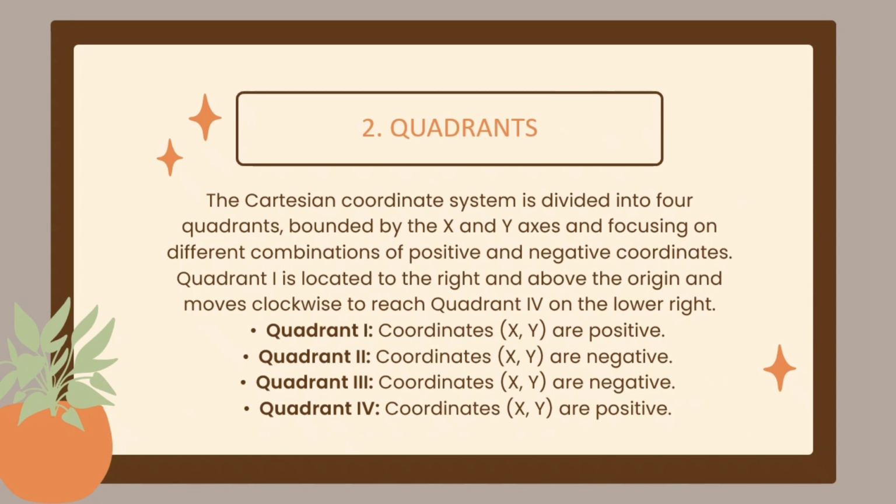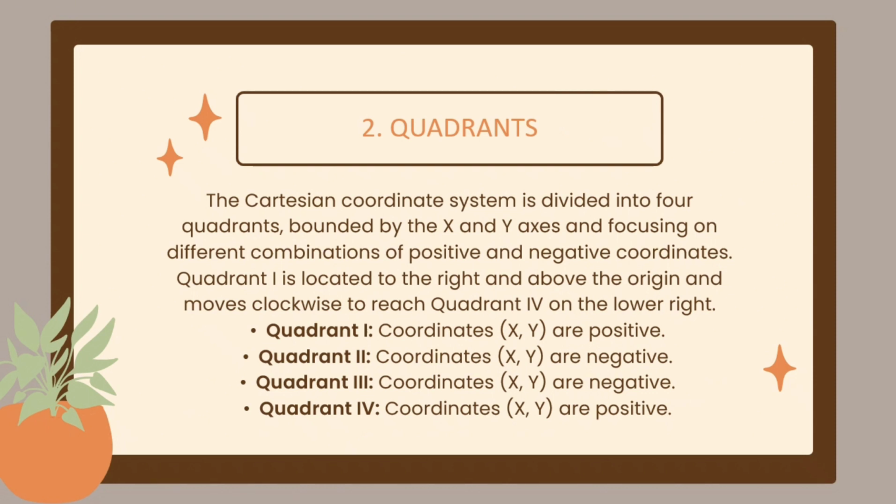2. Quadrants. The Cartesian coordinate system is divided into 4 quadrants, bounded by the x and y axes and representing different combinations of positive and negative coordinates. Quadrant 1 is located to the right and above the origin, and quadrant 4 is on the lower right. Quadrant 1 coordinates x, y are positive.